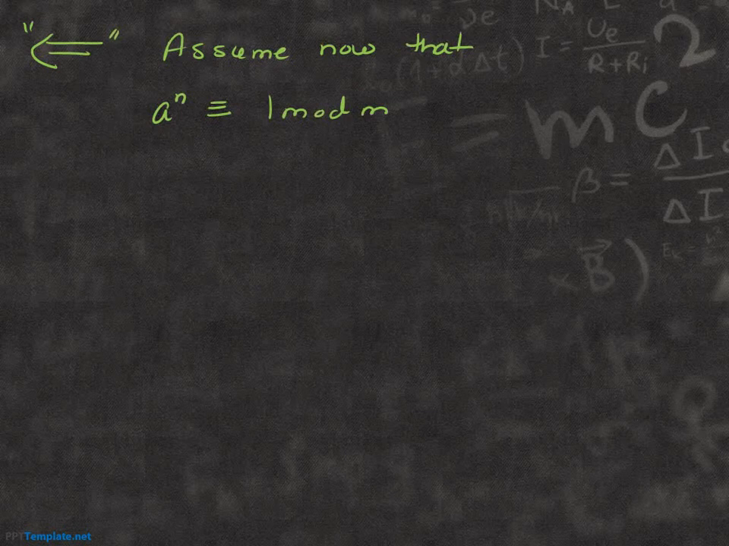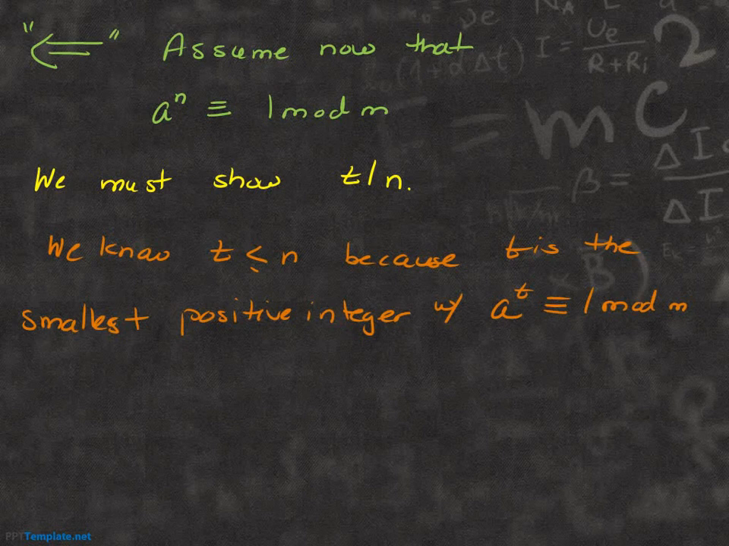Now I'm going to show the other direction. Assume now that the other part is my know, and I'm going to try to get to the show. So I know that a to the n is congruent to 1 mod m. That's my given. I have to show that t divides n. And if you've taken modern algebra, this should be reminiscent of things like Lagrange's theorem, if you got to it, which is a beautiful theorem. So that's what we have to show.